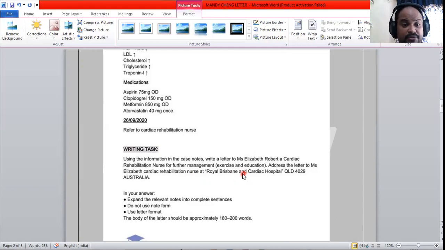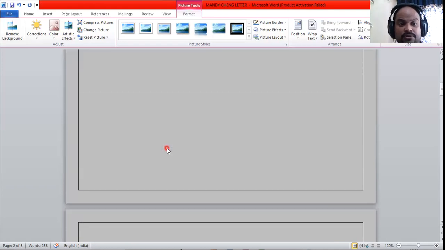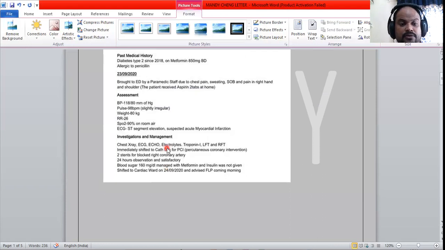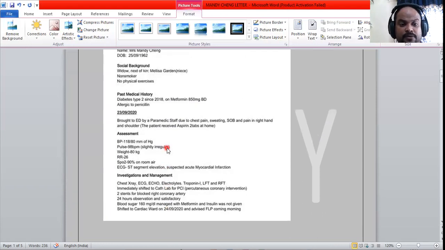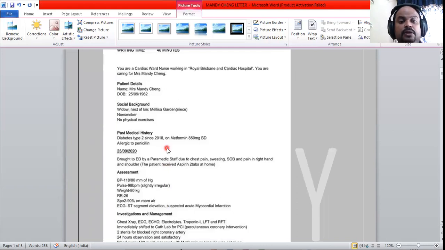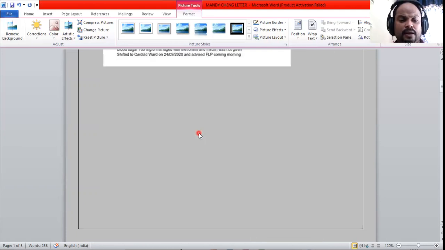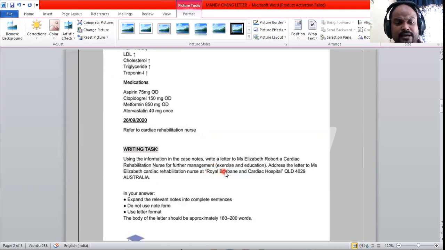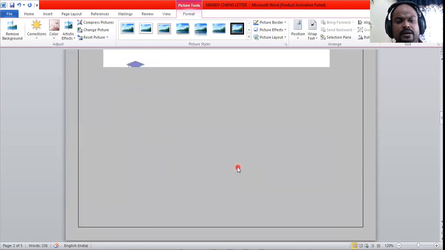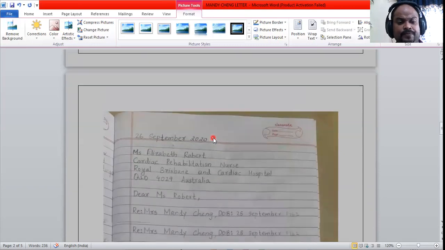So right now, the patient is not discharged. I have to take care of this particular thing. The patient is still there in the cardiac hospital, but she's continuing her medications, and she needs some particular service, that is exercise and education. So this is why we need cardiac rehabilitation. So I've got a model answer here. I need to edit this particular model answer.